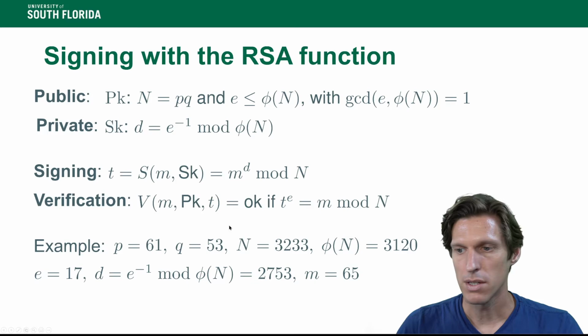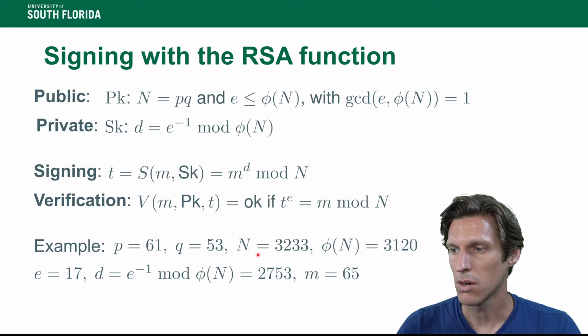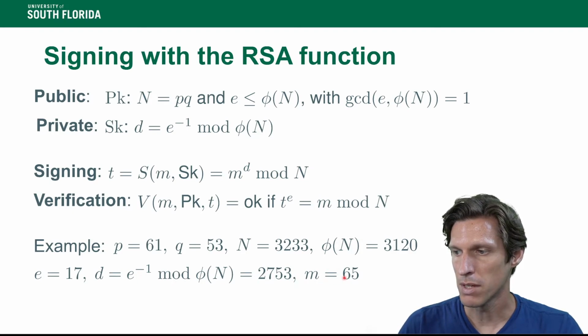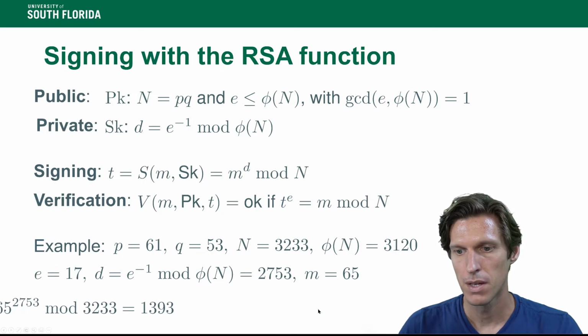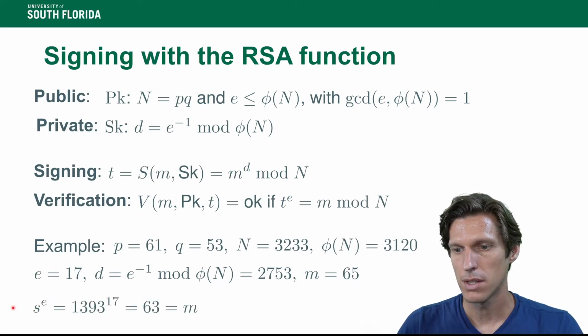So as an example, if you have p and q of 61 and 53, same numbers from our encryption examples, and then we choose this exponent and its inverse here, and we pick the message to be 65. Now the tag would be the message raised to the power d, which is here 1393. Now remembering that raising it to the power e yields 1393 to the 17 mod n, and that's 65.